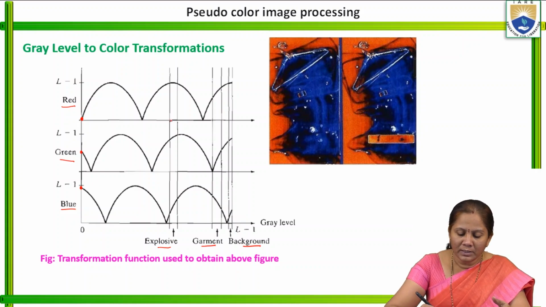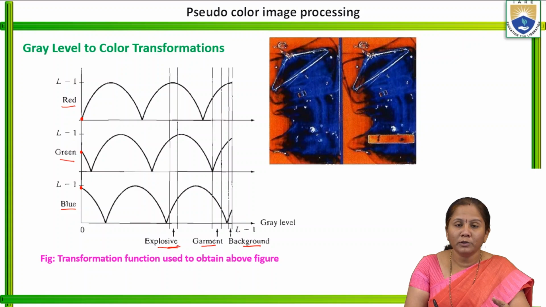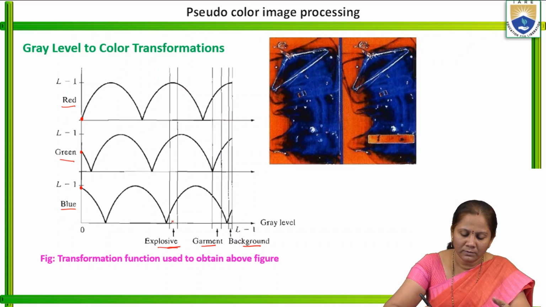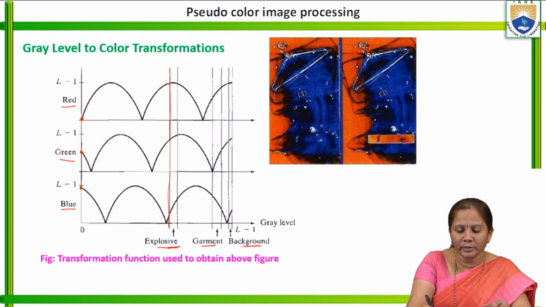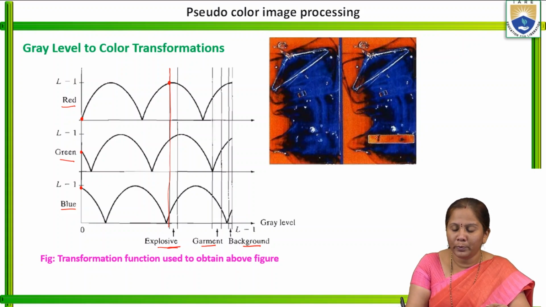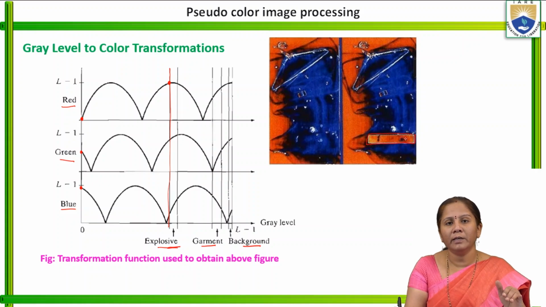So if you observe this graph, for the explosive device, at this point, the dominant color is red. The dominant color is red. That's why in the output, the dominant device we have seen in the grayscale image is indicated with red color.